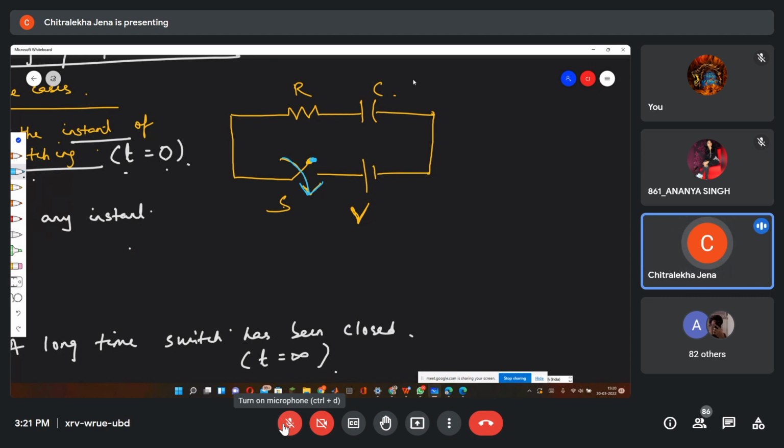Initially, suppose Q is the charge of the capacitor, and Vc is the potential difference across the capacitor, or voltage across the capacitor. You write down voltage across the capacitor.